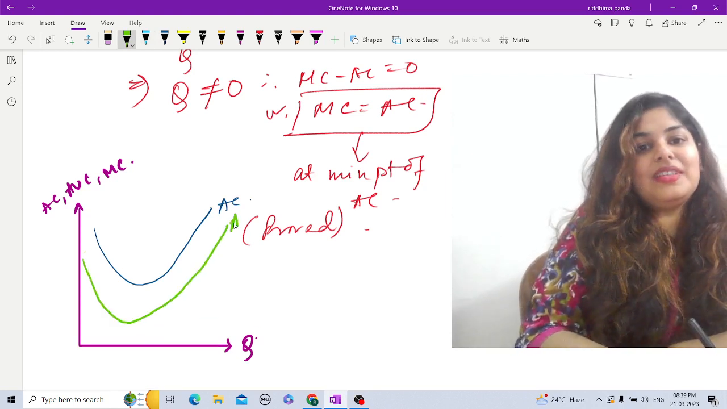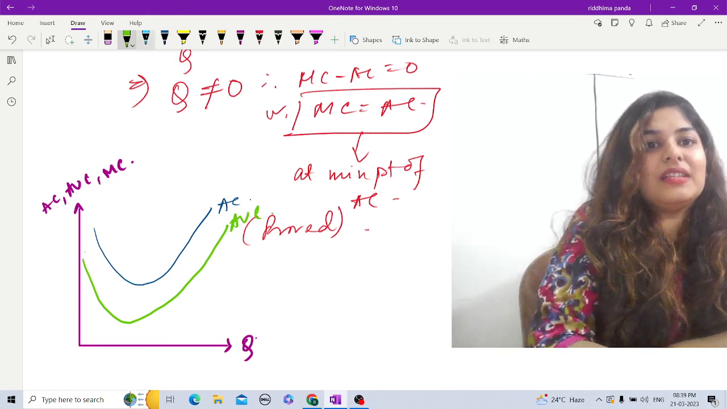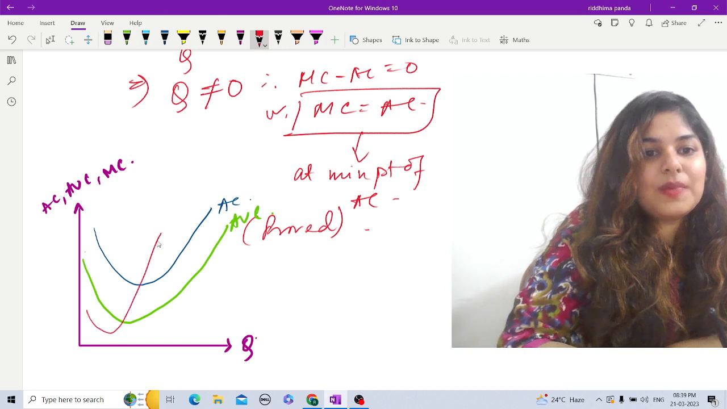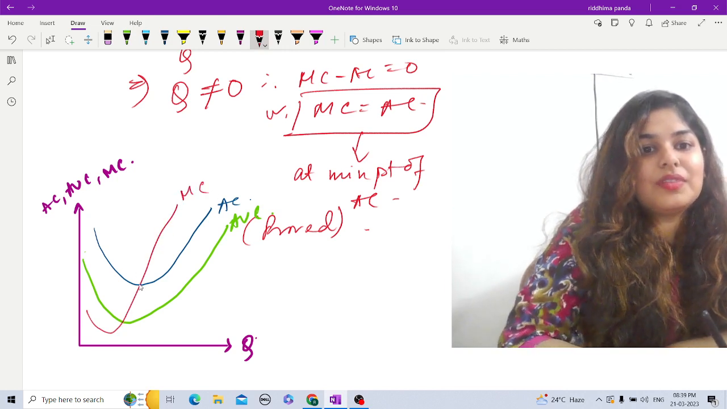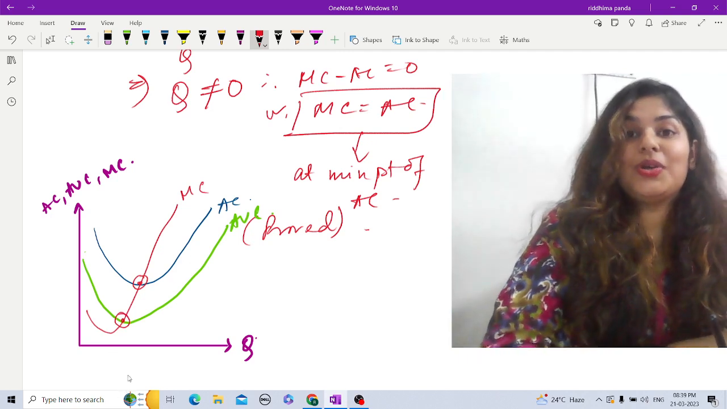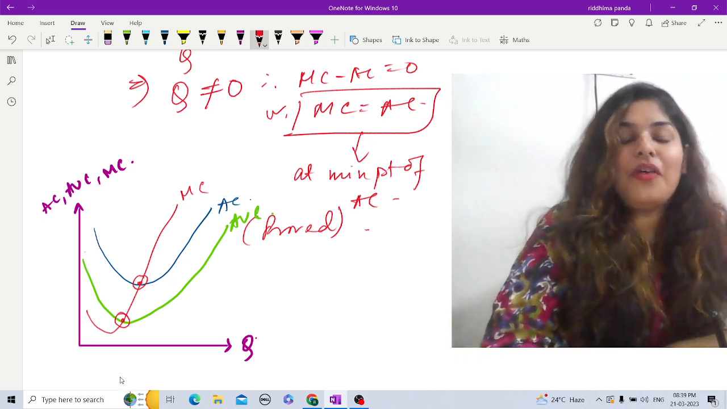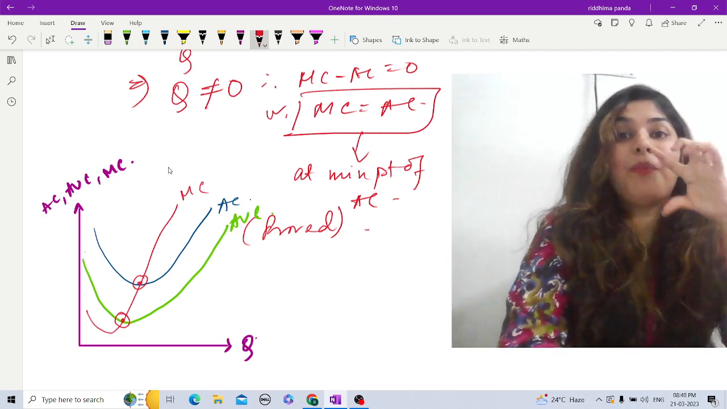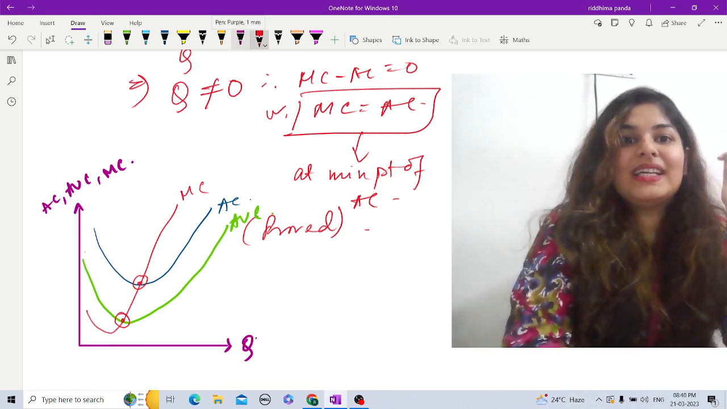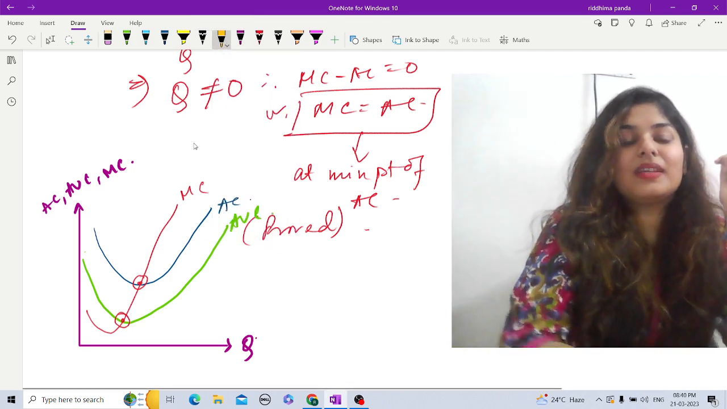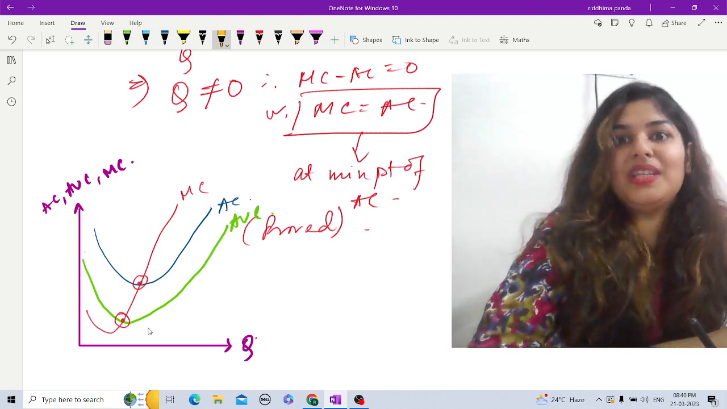This is our AVC curve, and we have our marginal cost curve, which passes through the minimum point of this and this. Now, what is the supply curve of a perfectly competitive market in the short run? It is nothing but the portion of MC that lies above the minimum point of AVC.